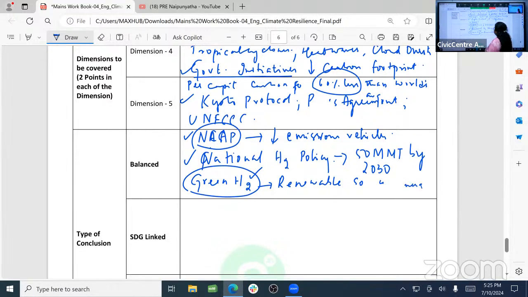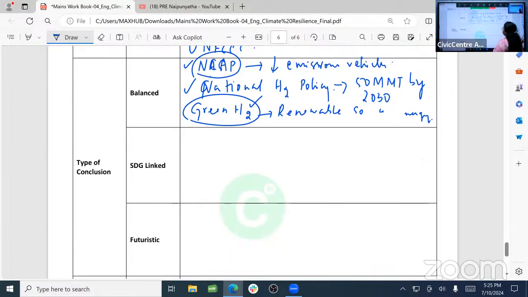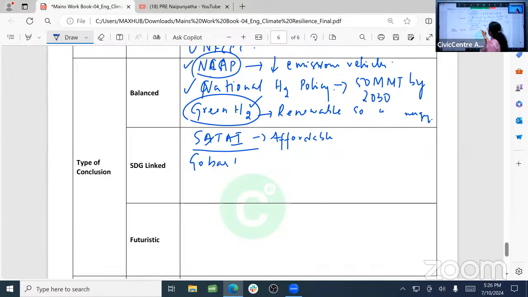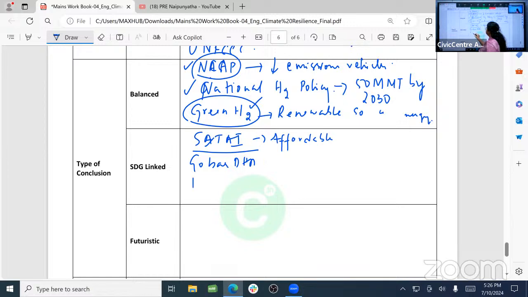Do we have any other initiatives to reduce carbon footprint? We have Satat, wherein we are trying to bring affordable, alternative transportation. Right? Then we have Gobardhan. We also have FAME 2 for vehicular pollution. We have so many initiatives.